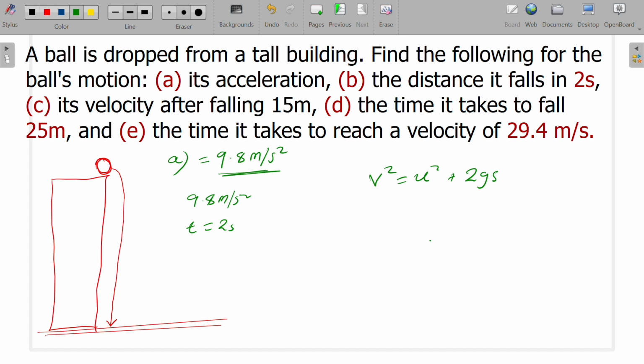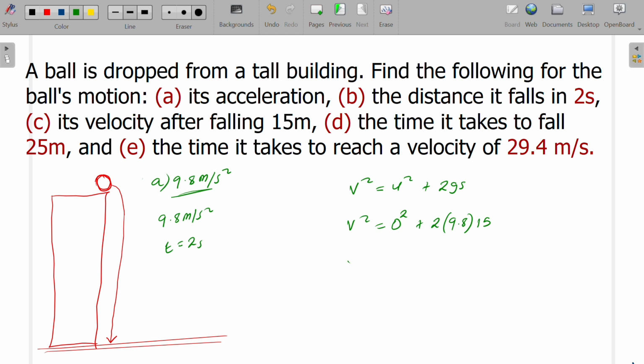So our v squared in this case will be equal to, our initial velocity is still 0, so we have 0 squared, that is going to be added to 2 multiplied by 9.8, which is acceleration due to gravity, and the distance we're talking about here is 15 meters, so multiplied by 15.